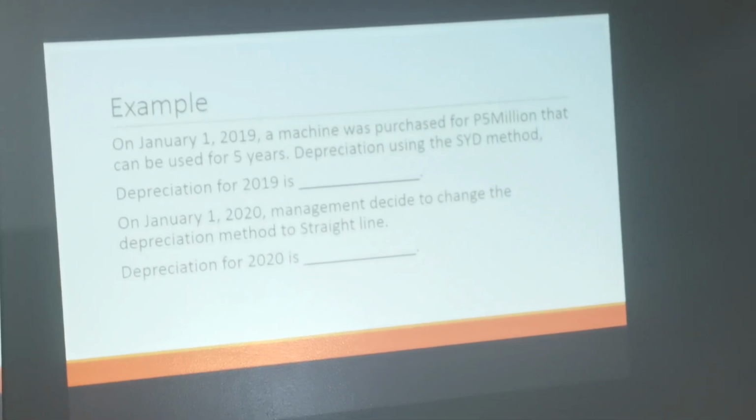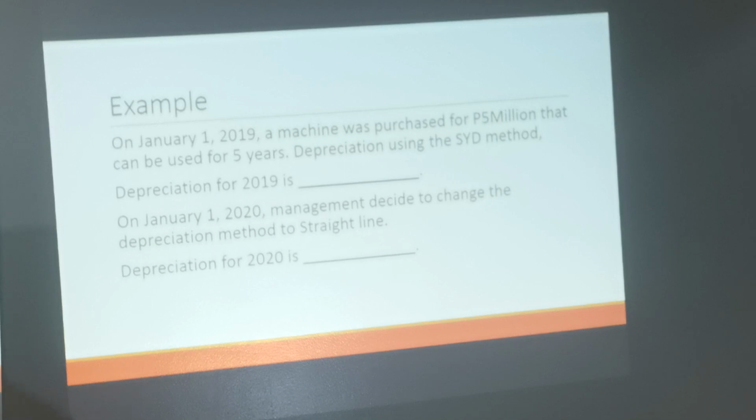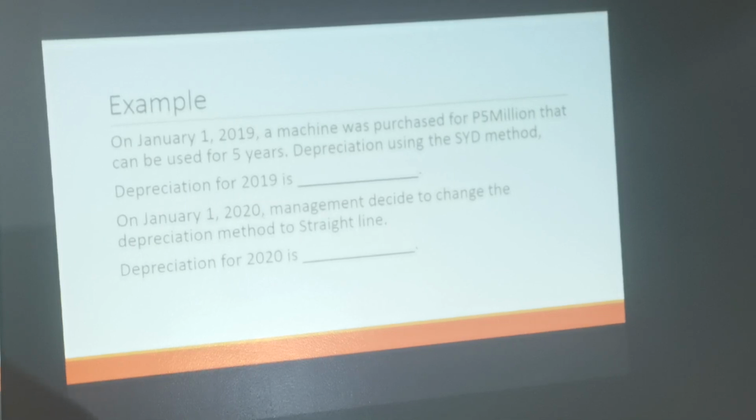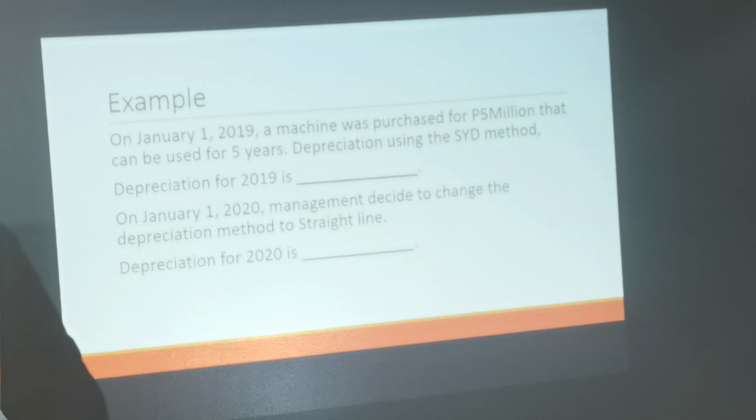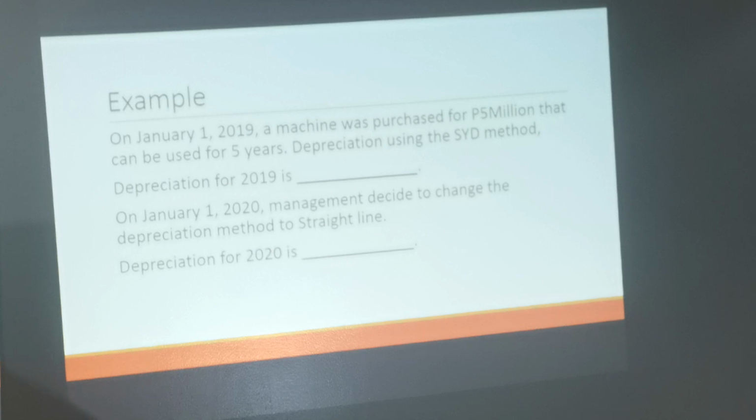Okay, there. So on January 1, 2019, a machine was purchased for 5 million that can be used for 5 years. Depreciation using the SYD is used. Okay? So the question is the depreciation for 2019. In 2020, management has decided to change the depreciation method to straight line. So as I said, you have to account for this currently and prospectively.